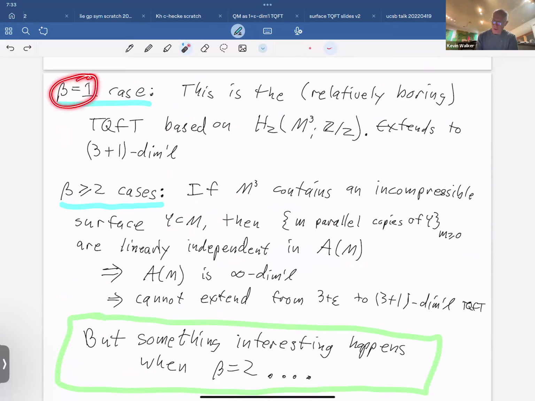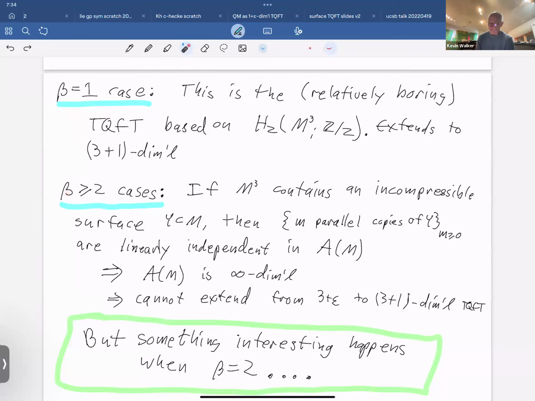Well, the beta = 1 case, of course, is boring. The Hilbert space for, say, a closed 3-manifold has a basis given by this finite set, the Z2 vector space. And because things are always finite, we actually get a full 3+1 dimensional TQFT.